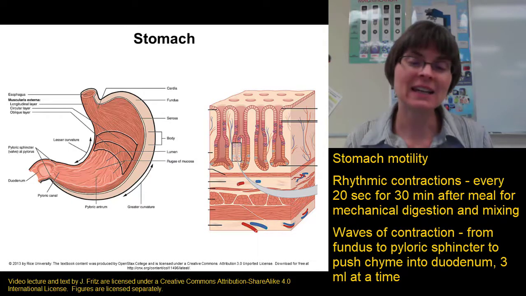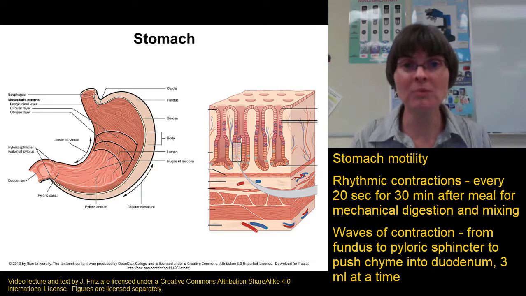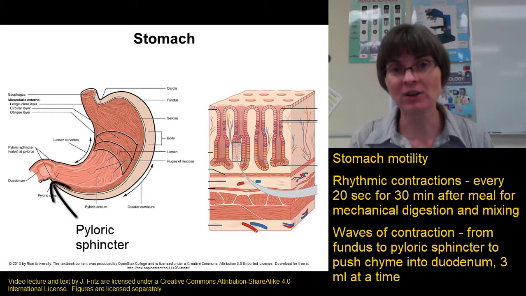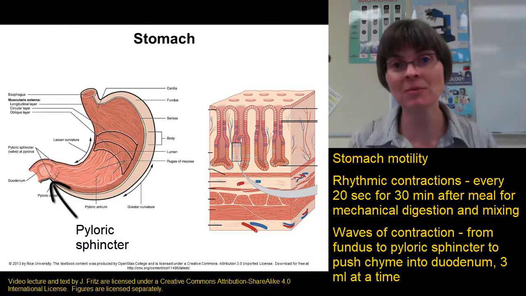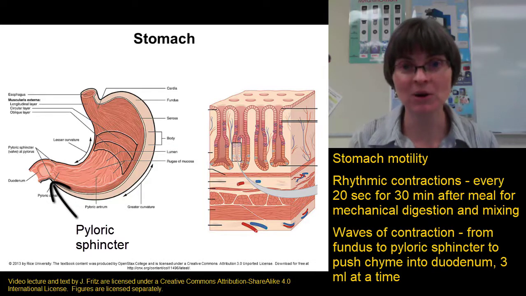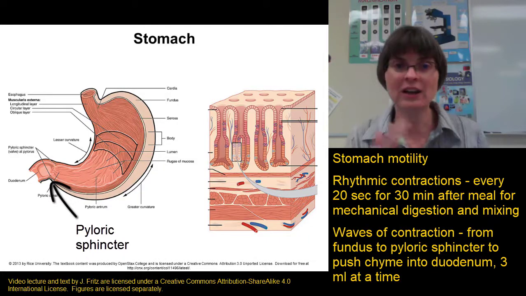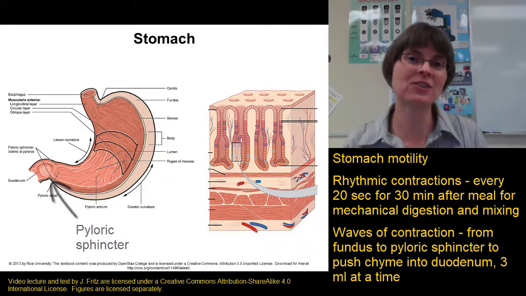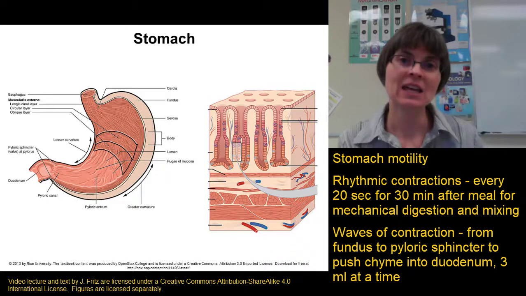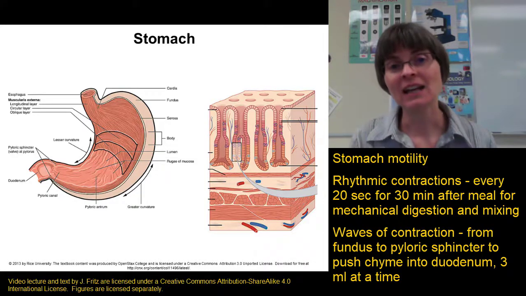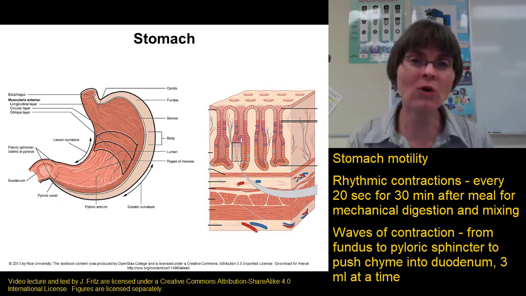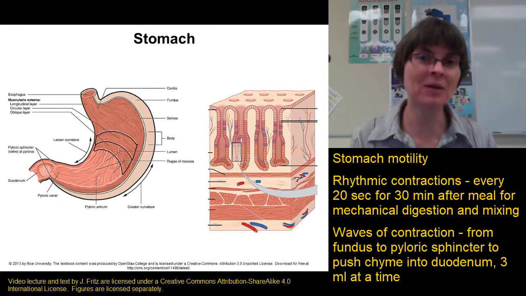In order to get into the small intestine, the food has to be pushed through the pyloric sphincter. The pyloric sphincter is right here where the stomach meets the first part of the small intestine, or the duodenum. Each wave of smooth muscle contraction pushes about 3 milliliters of chyme from the stomach into the small intestine. And at that rate, it can take about 4 hours to empty your stomach after a meal.